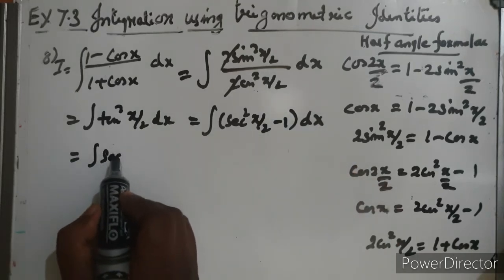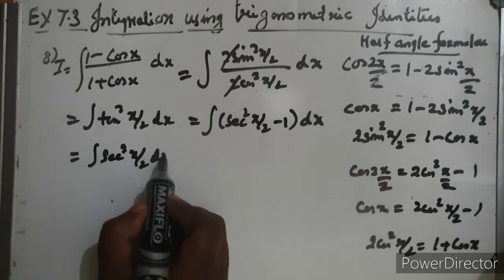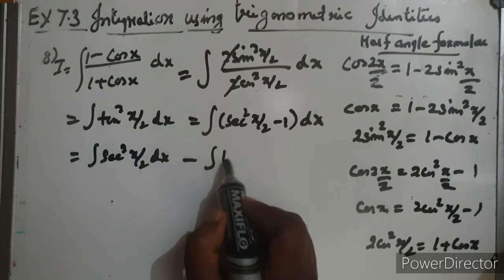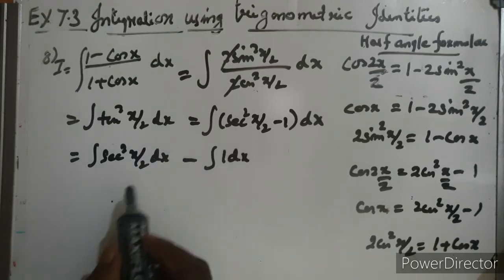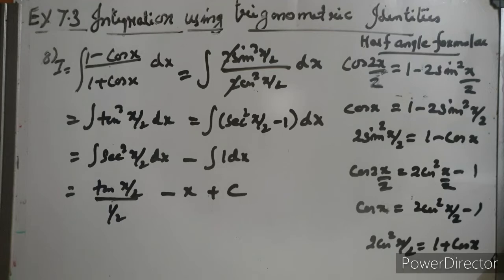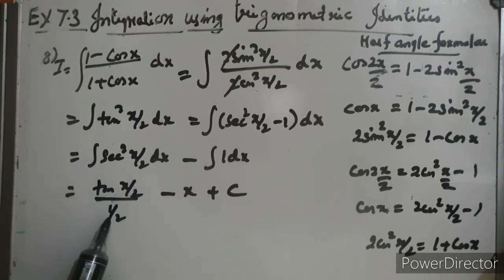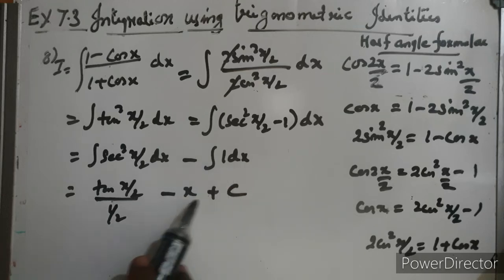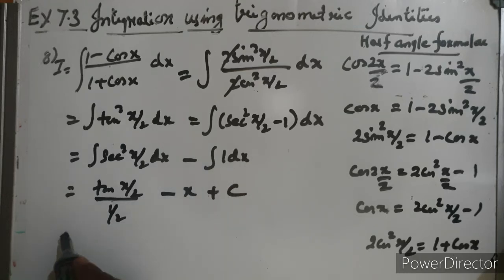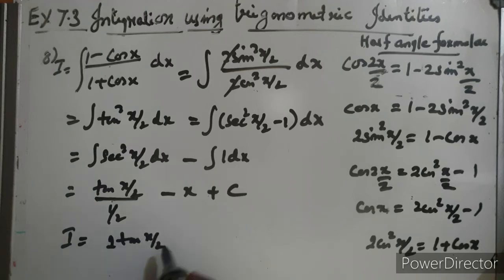So integral of secant square x by 2 dx minus integral of 1 dx. So integral of secant square x by 2 is tan x by 2 divided by half, minus integral of dx is x, plus c. So I equal to 2 tan x by 2 minus x plus c.